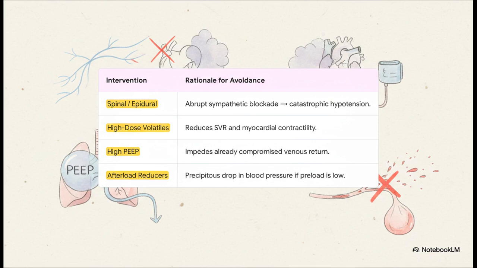Think of this as a list of landmines to avoid. Any kind of spinal or epidural is absolutely out. The sympathetic blockade would be catastrophic. High-dose volatile agents will kill their SVR. High PEEP will choke off what little venous return is left, and using afterload reducers, well, that's just a recipe for profound hypotension in a patient who is desperately preload dependent.